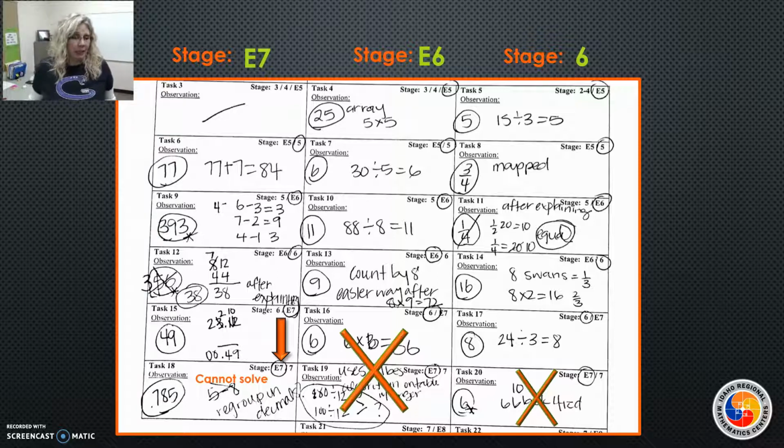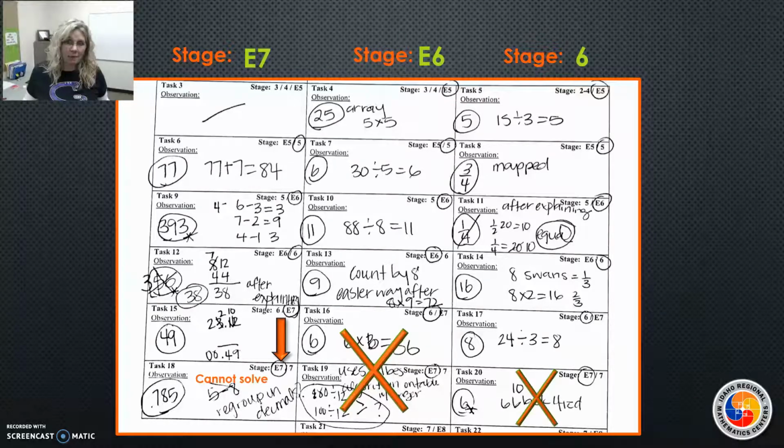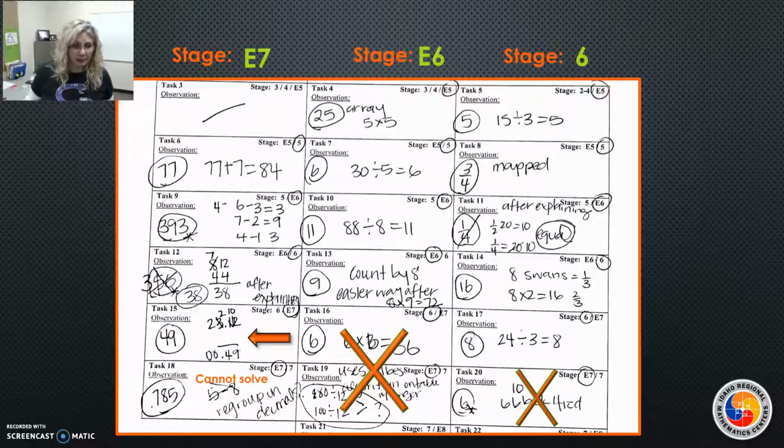So if we were done here, and we felt like we had a good understanding of the student's thinking, we would score addition subtraction as E7, multiplication division as E6, and ratios and proportions as a 6. However, I have a concern here, and I'm wondering if you can see it in that addition subtraction domain. Look at task 15.